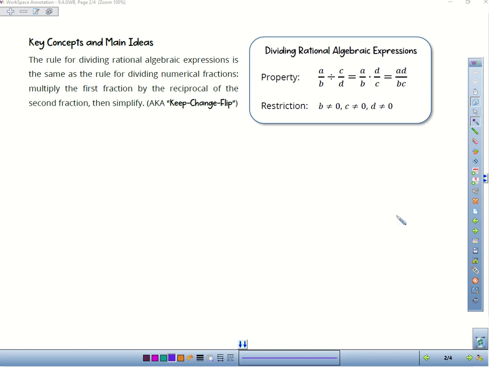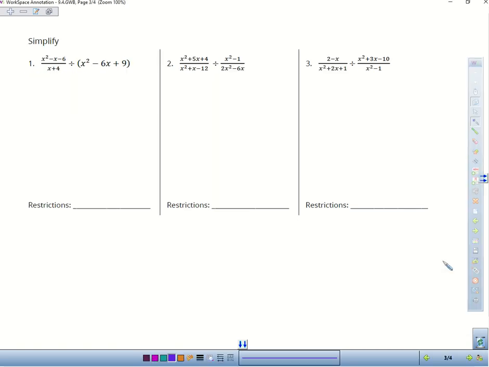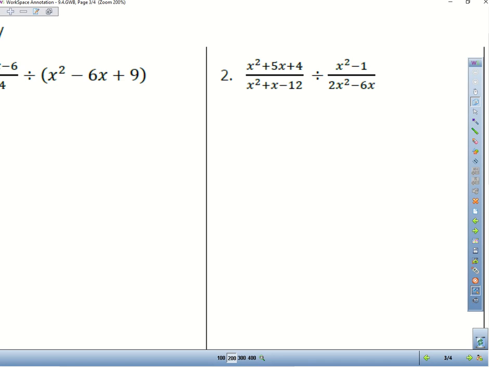So, of course, just like with any other type of operation, we need to make sure we don't have a 0 in the denominator. Okay. So let's look at number 1. I'm going to zoom in here.